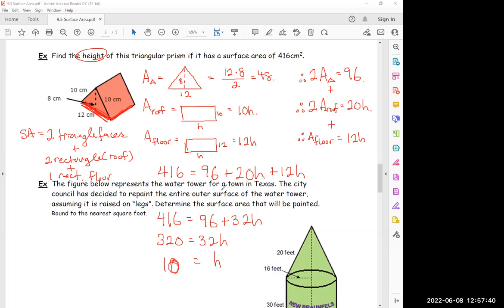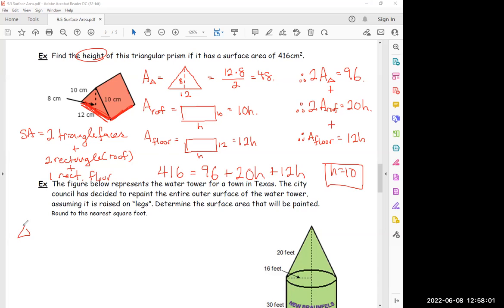I am now going to show you another way that was provided, and I thought it was ingenious. Okay? So I'm going to put this h equals 10 right here. I'm going to use this bottom space. If you don't want to write this down, it's okay, but I want to show you what I mean by thinking. The area of a triangle is still the same. It is 48. Therefore, 2 times a triangle is 96. That doesn't change.